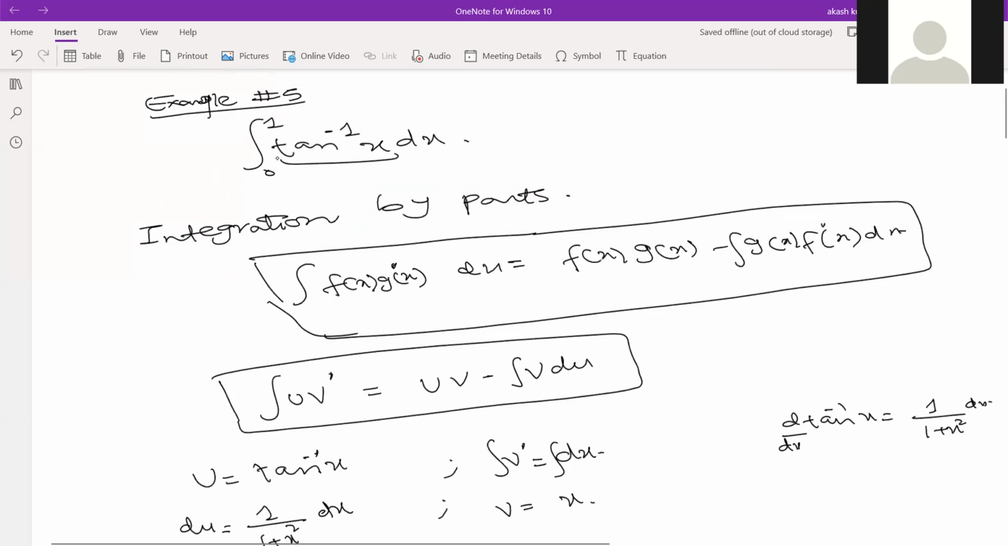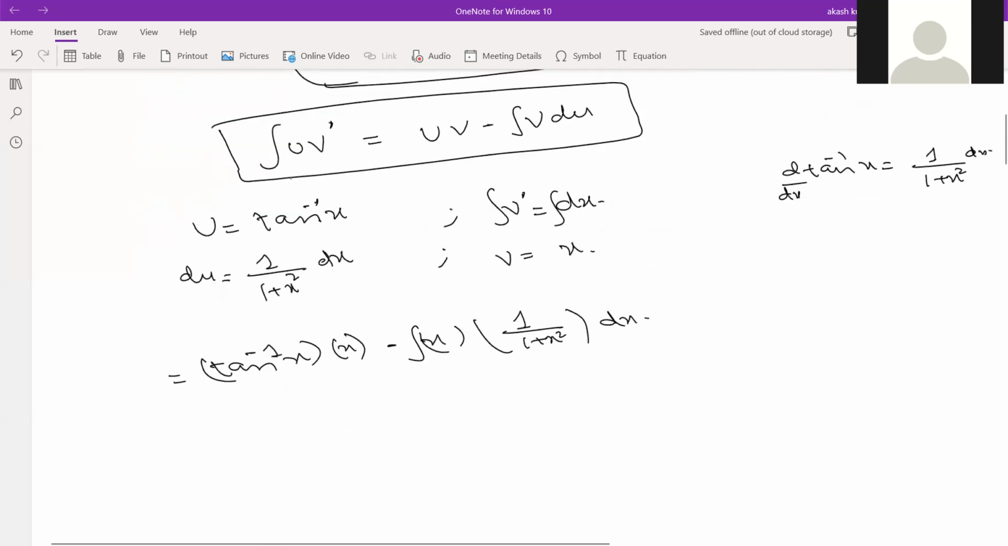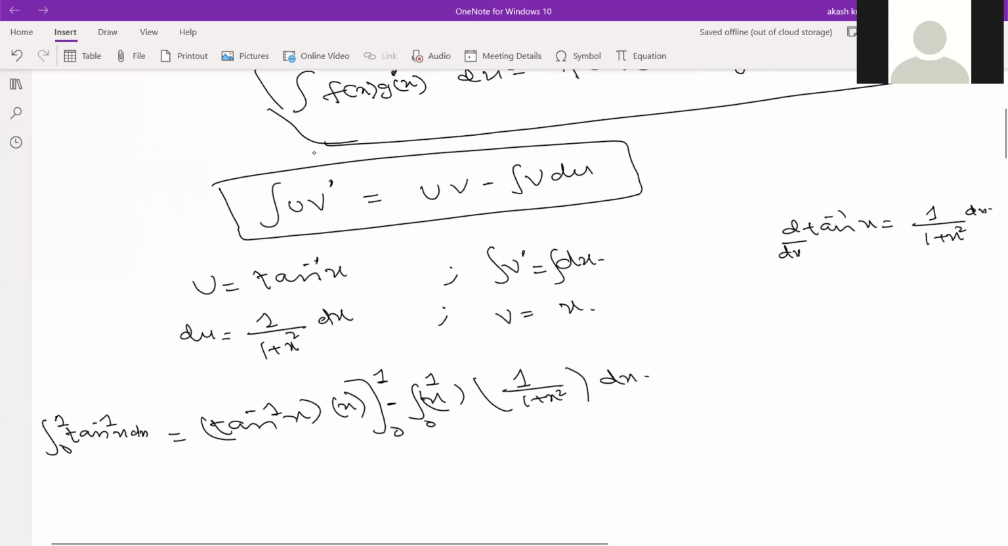Okay, then we have limits. We have to integrate it from 0 to 1, so we have to evaluate our function from 0 to 1. This formula of integration by parts will become a to b, because this is the lower limit and this is the higher limit, so it will be the integral from a to b. This is what I have done here. Is it clear?